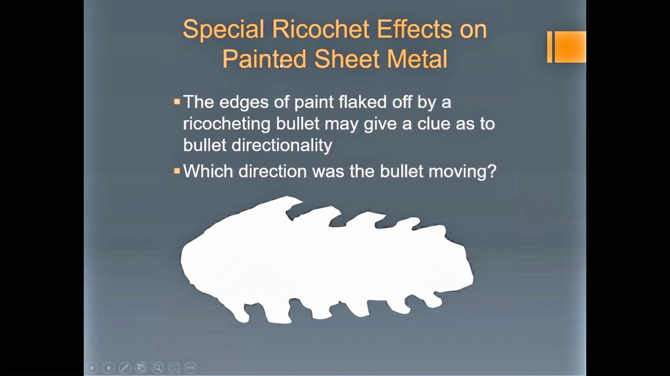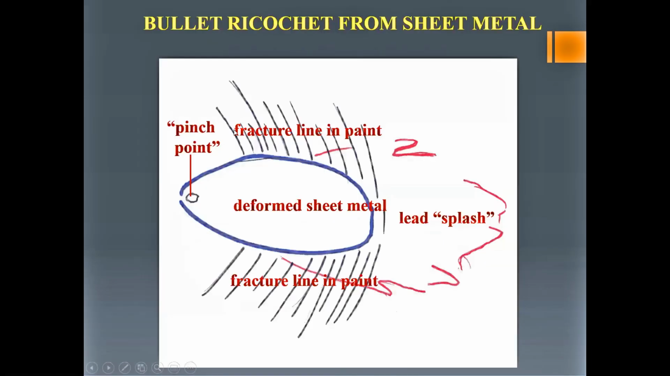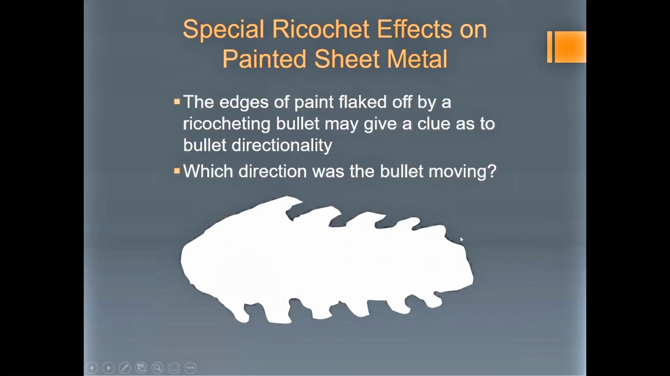So effects of ricochet on painted sheet metal. What's our biggest source of painted sheet metal? You got it, the automobile. So the edges of paint flaked off by a ricocheting bullet may give a clue as to the bullet directionality. Which direction was this bullet moving? We saw the previous example, right? These fracture lines, they go back towards the bullet, towards the impact point. Think of the wake of a boat. So which way is this bullet traveling? Right to left.